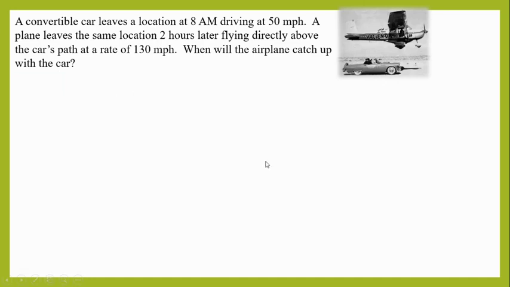So in this situation, you have a car that left a certain starting point at 8 a.m. It is driving at a constant rate of 50 miles per hour. And then you have an airplane that leaves 2 hours later, moving at a faster rate of 130 miles per hour. So common sense tells you that the airplane is going to definitely catch the car. So the question is asking, when will that event occur? So when will the airplane catch up with the car?